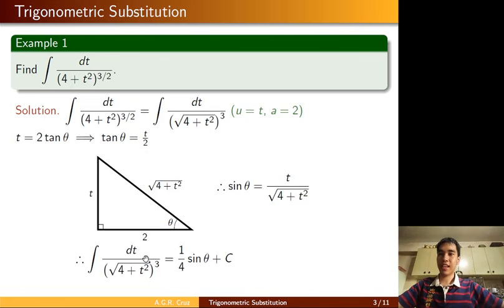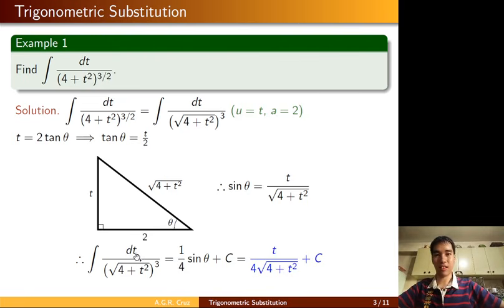So yung integral natin, which is what we computed to be 1/4 sine theta plus c, we now replace sine theta with this one, you now get t all over 4 times the square root of 4 plus t squared and then plus c. So this is now the antiderivative of that one. Okay? And you can check now, if you differentiate this function here, you should end up precisely with this one. Okay?